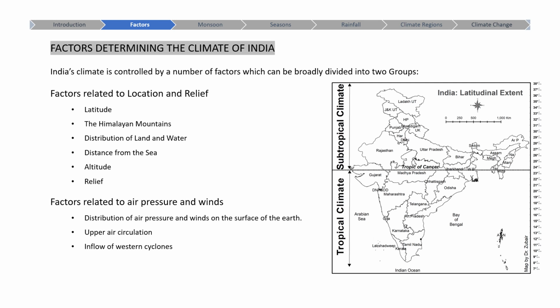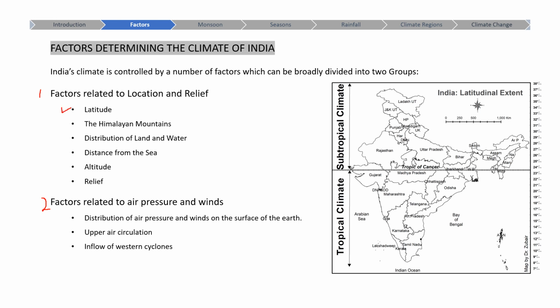Now let's talk about the factors which are determining the climate of India. As we have discussed, the factors are grouped into two categories. The first is factors related to location and relief, and the second is factors related to the air pressure and winds. The factors which are related to location and relief, the first is latitudes.